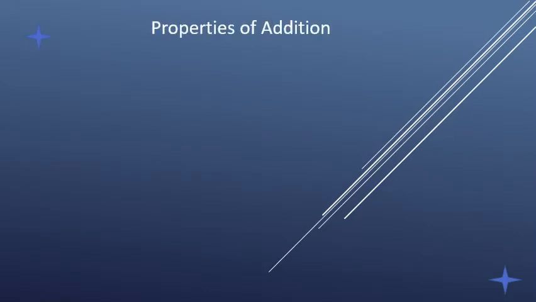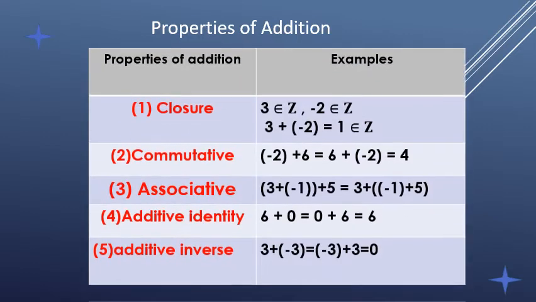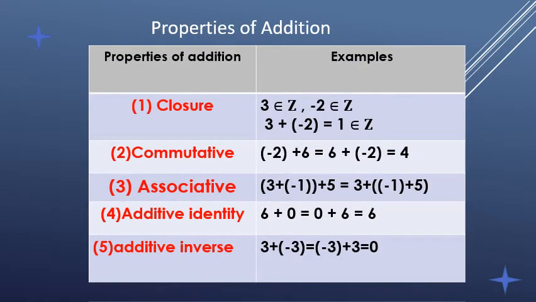Properties of addition. Properties of the addition operation in Z. Number 1, closure property. If we have two numbers, 3 plus negative 2, 3 belongs to Z and negative 2 belongs to Z. Then if we add 3 plus negative 2 equals 1, our result belongs to Z.